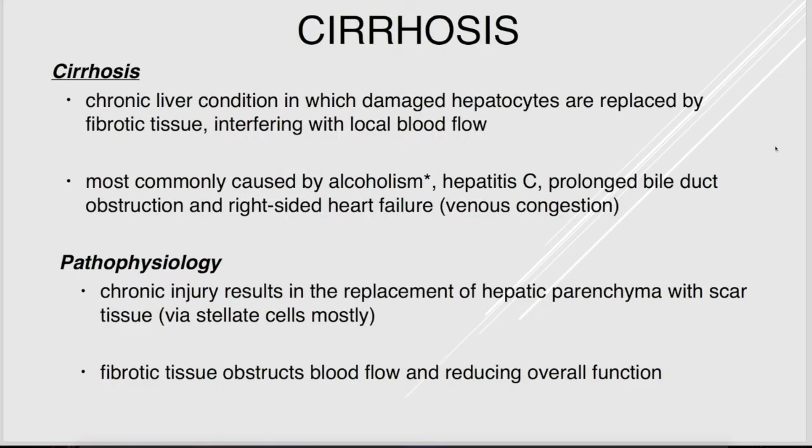Okay, so then we talked about cirrhosis. So this is a chronic liver disease, and basically what happens here is you replace the functional tissue of the liver, parenchyma is the functional tissue, the hepatocytes, with scar tissue, and that really interferes with blood flow. Most common causes: chronic alcoholism and hepatitis C, but also things like heart failure, specifically right-sided heart failure because of the congestion in the venous system, but also obstruction of the bile duct.